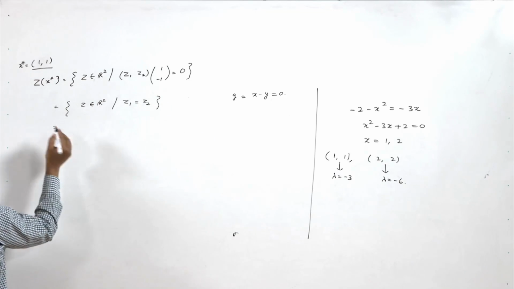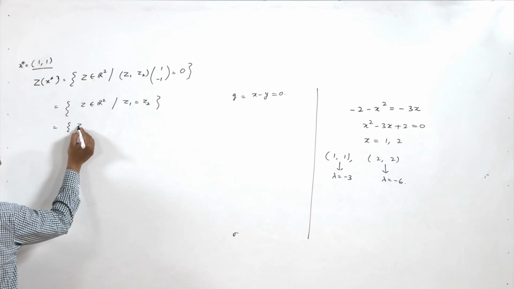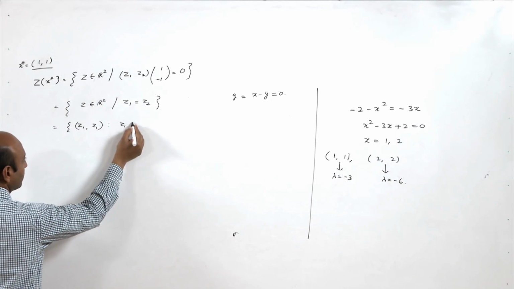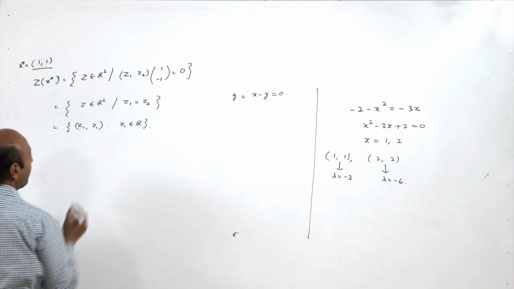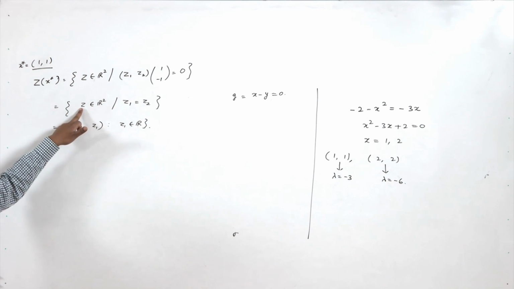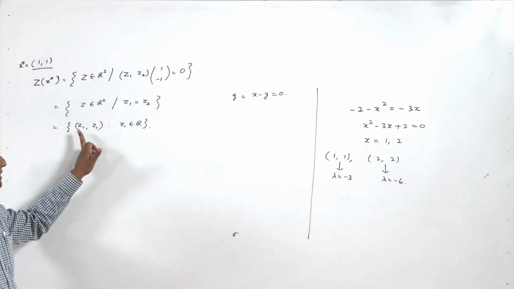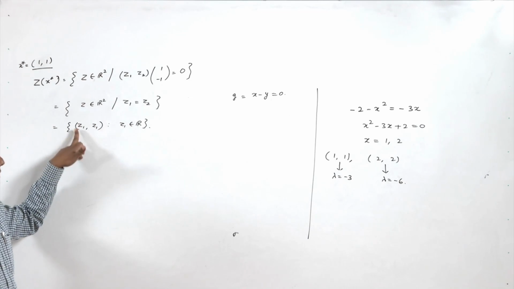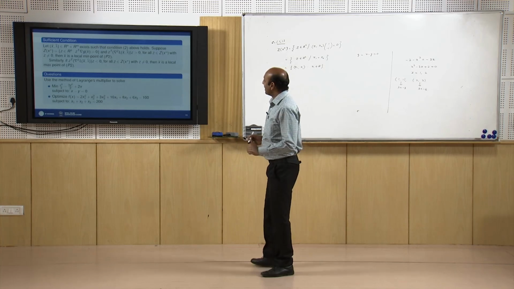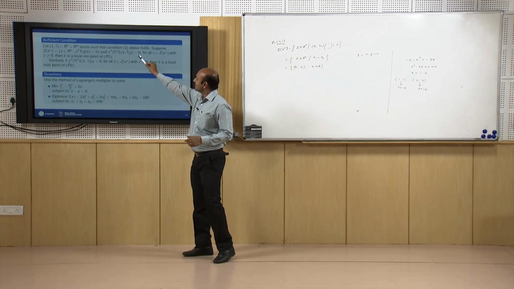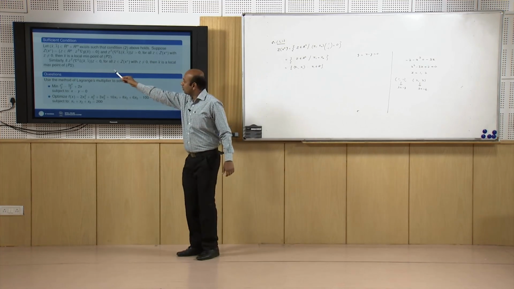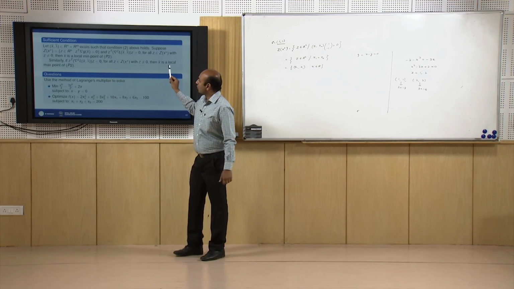So, what will be Z at x star? It is of this type, Z1 comma Z1. It is Z1 comma Z2 and Z1 is equal to Z2. That means Z1 comma Z1 types, all these elements will be in capital Z. Now, if the first condition holds, we say that x star will be a point of local minima. If this condition holds, we say that this point is a point of local maxima.